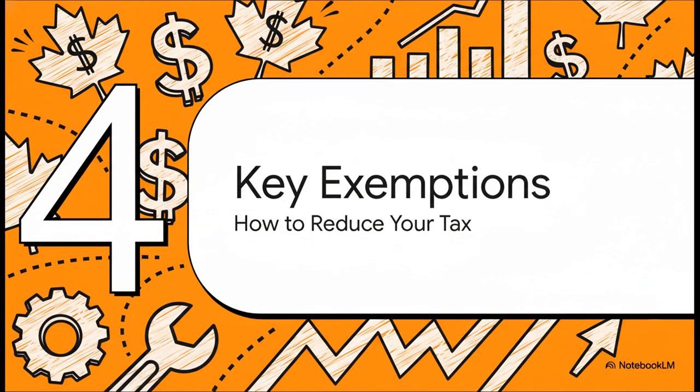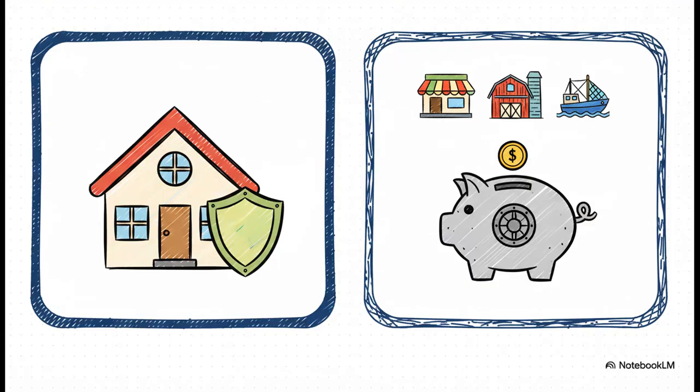So far we've talked about what you owe. Now for the really fun part. How do you legally reduce that tax bill, or maybe even wipe it out completely? Let's look at the 2 biggest tax-saving tools you have. On one hand, you have the big one most Canadians know and love, the principal residence exemption. In short, when you sell the home you actually live in, that profit is usually 100% tax-free. Just remember, you have to report the sale to claim it.